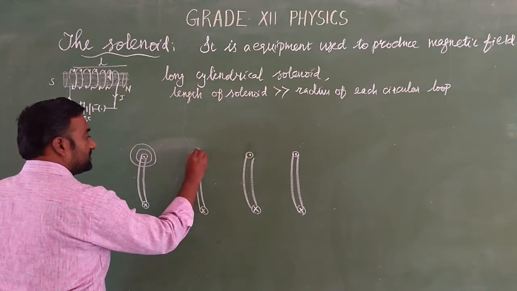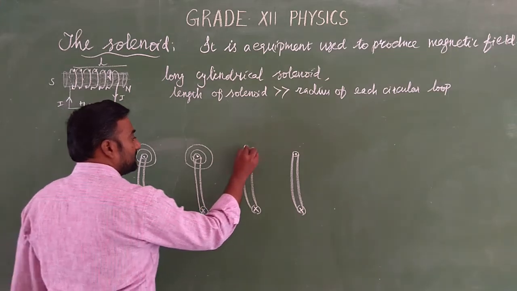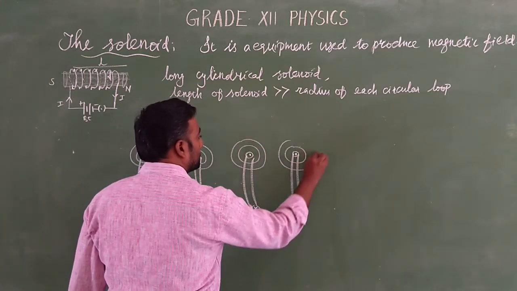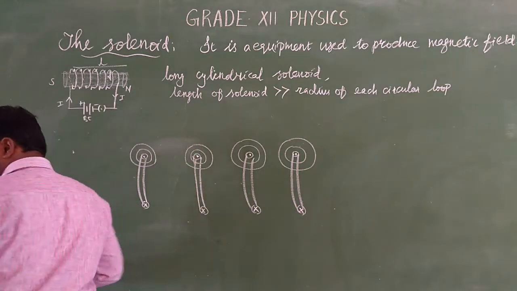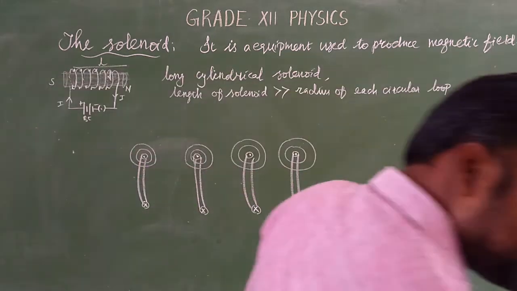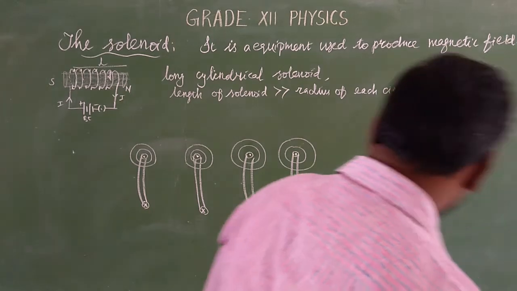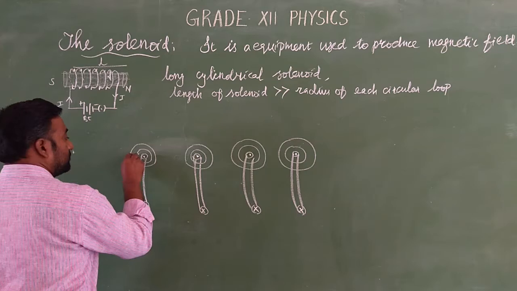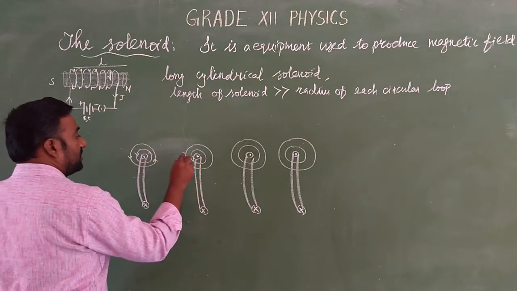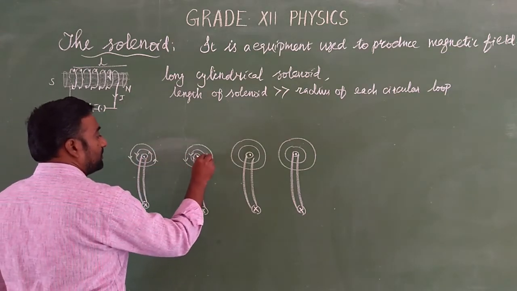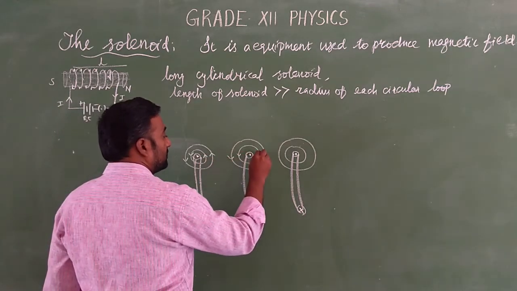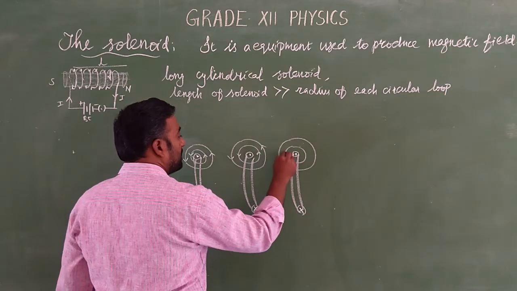So in all these spaces, the field line produced is anti-clockwise. So what is the direction? It is anti-clockwise. So this is the direction of the magnetic field produced when it is emerging out of the plane.